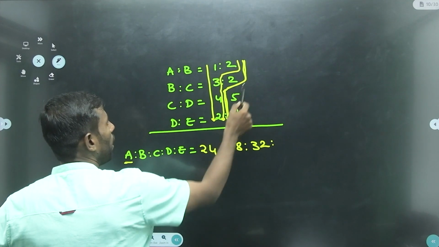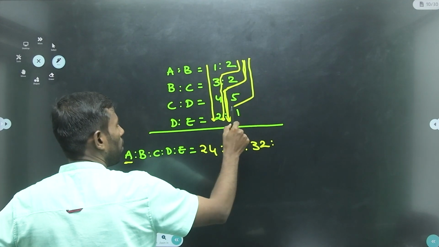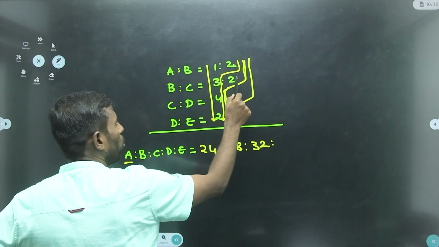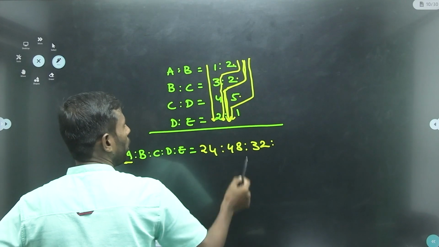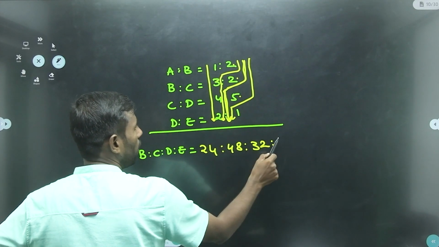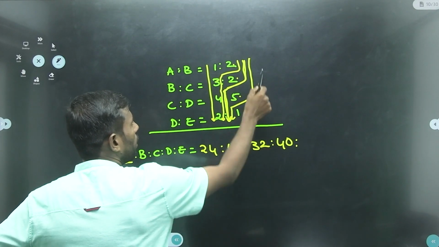Now C value. Wherever C is common, come down. So 2 into 2 into 5 into 2. 2 twos are 4, 4 fives are 20, 20 twos are 40.